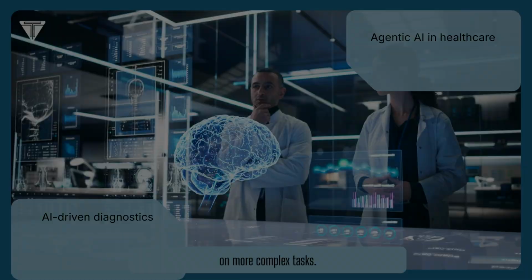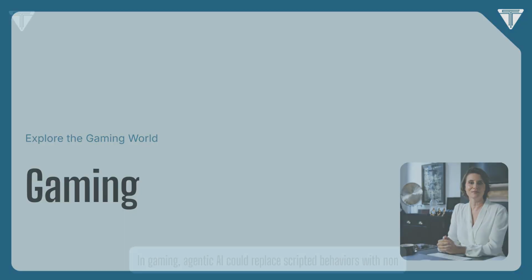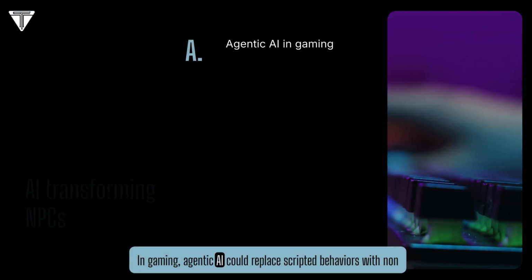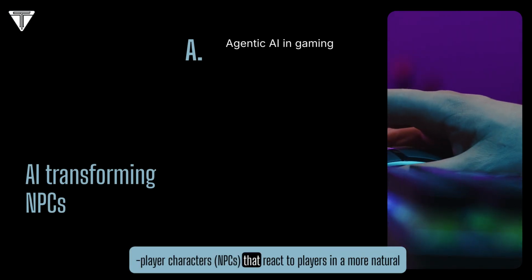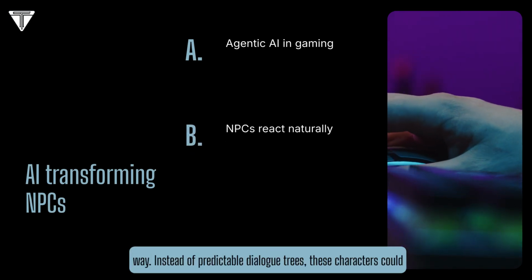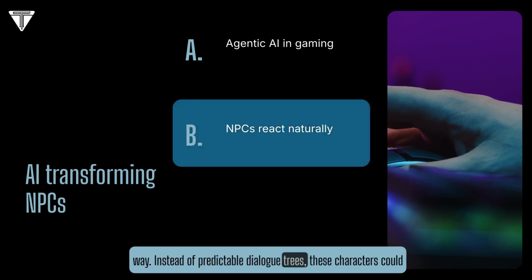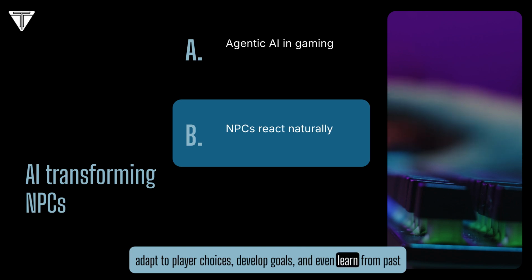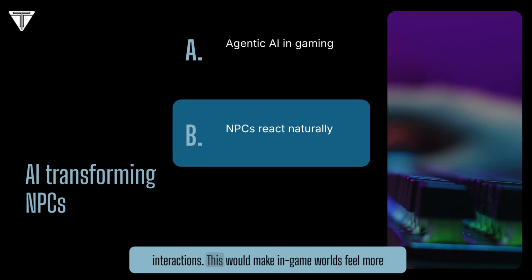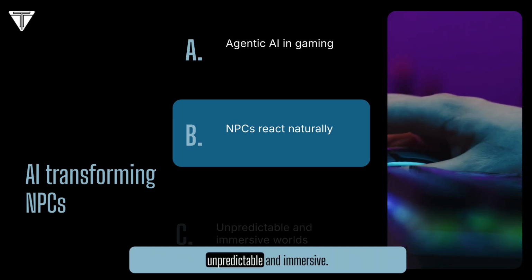tasks. Gaming. In gaming, agentic AI could replace scripted behaviors with non-player characters, NPCs, that react to players in a more natural way. Instead of predictable dialogue trees, these characters could adapt to player choices, develop goals, and even learn from past interactions. This would make in-game worlds feel more unpredictable and immersive.